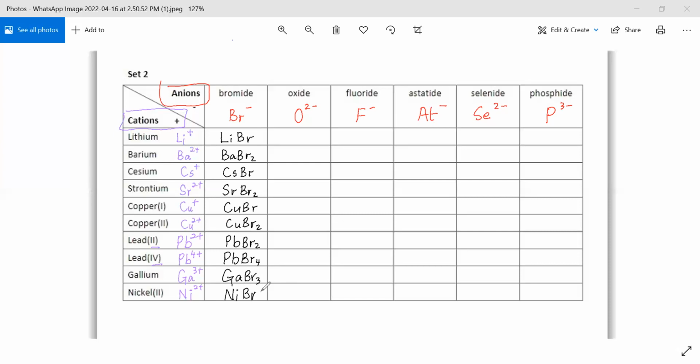NiBr2. Perfect. Then we move to oxide. For lithium oxide, Li2O. Yes. BaO, perfect. Cs2O, okay. SrO, okay. CuO.